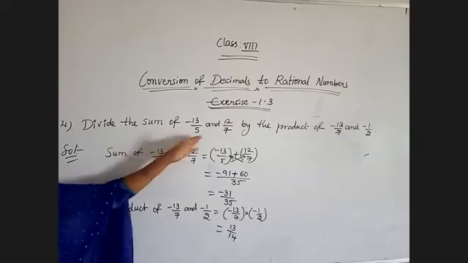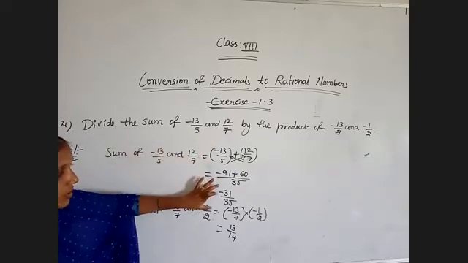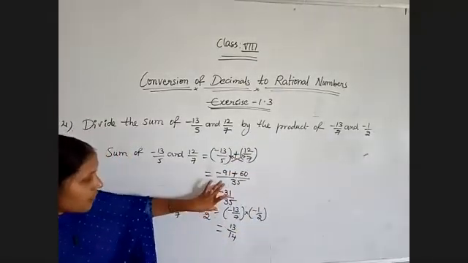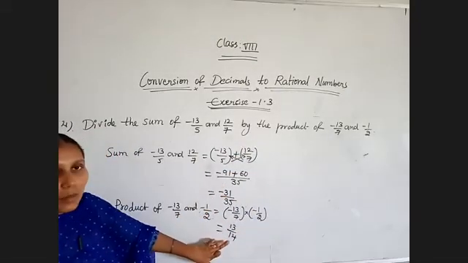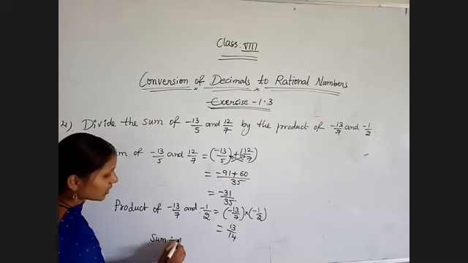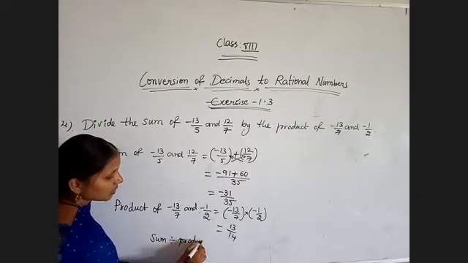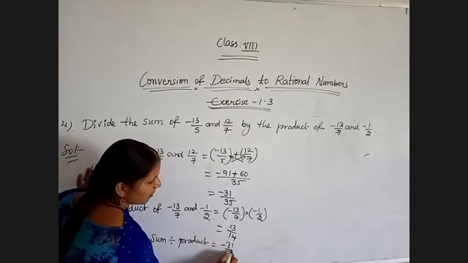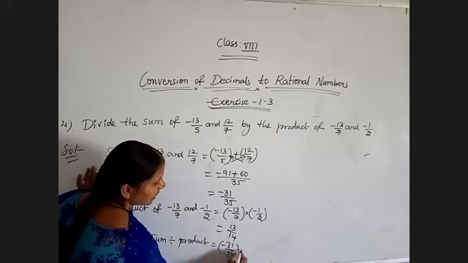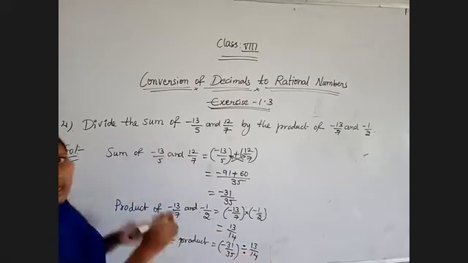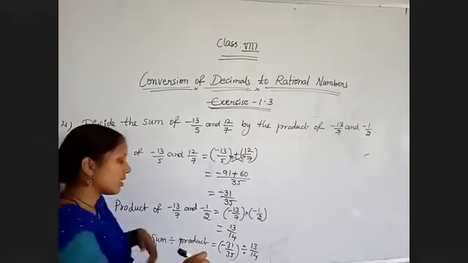Divide the sum of these two numbers by the product of those two numbers. Divide this first sum by the product. That is sum divided by product. Whatever they are asking: minus 31 by 35 divided by 13 by 14. That's all. So do this.